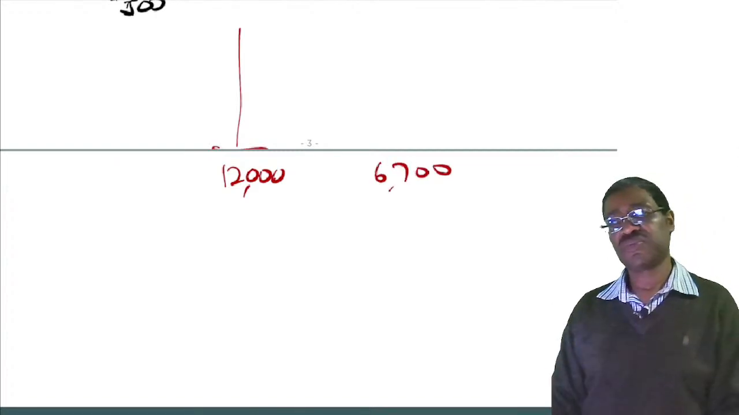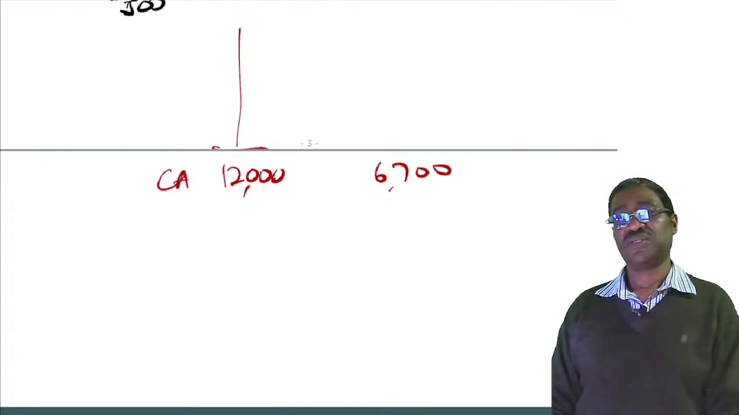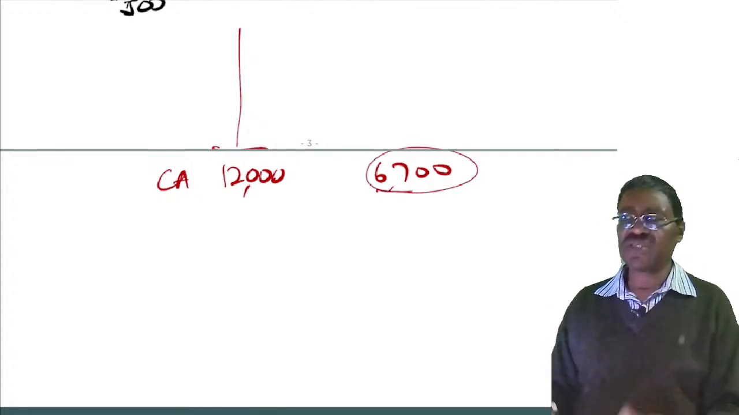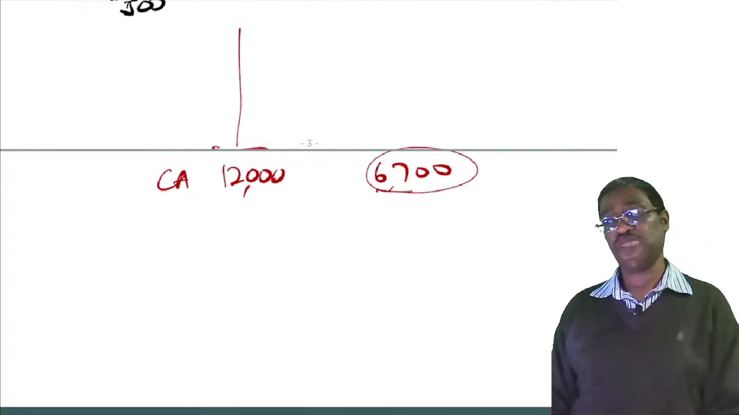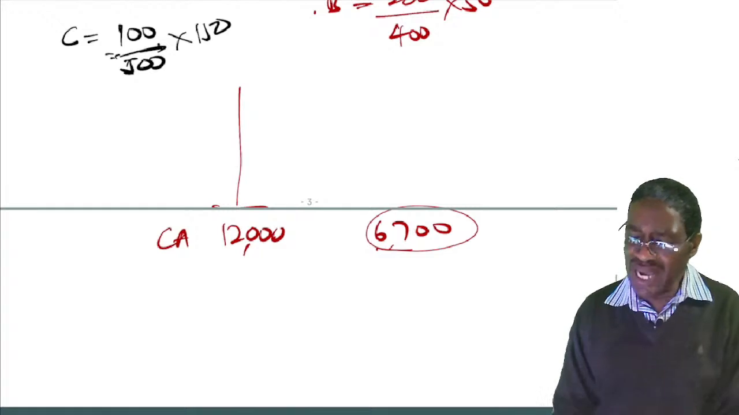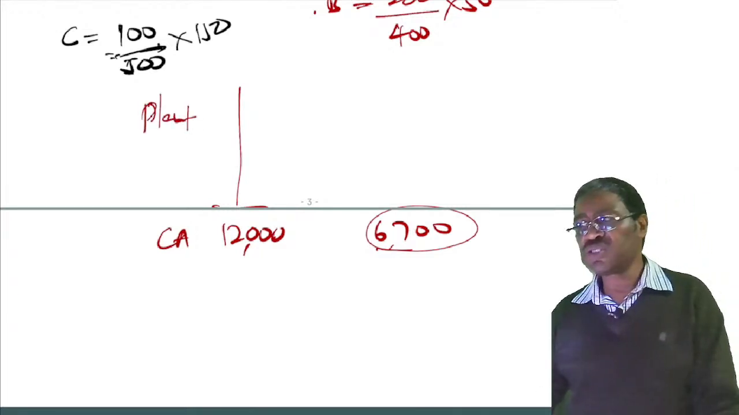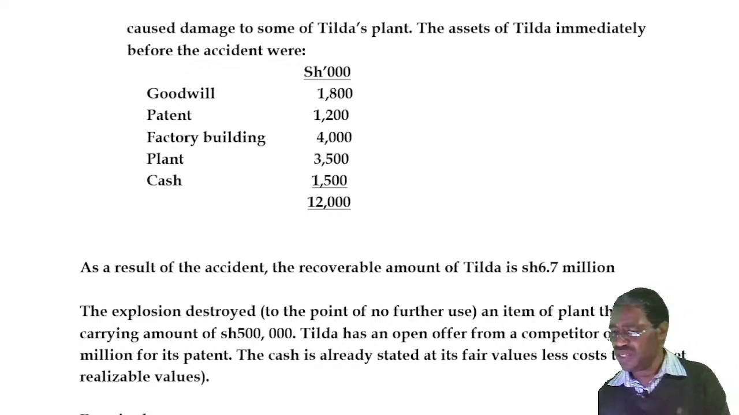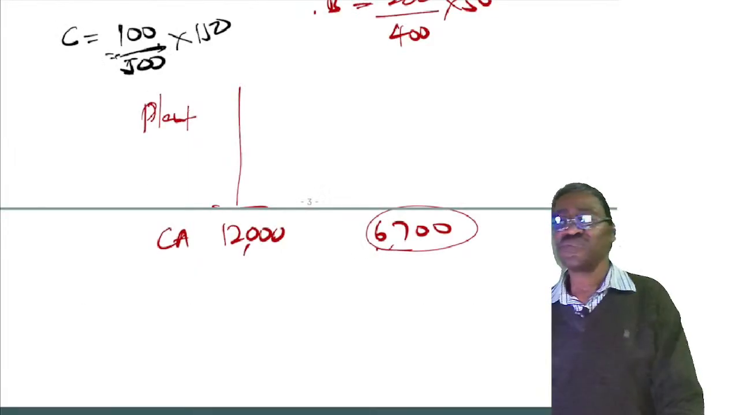That one we know. So if this is the carrying amount and this is the recoverable amount, then it is obvious the unit has suffered because the carrying amount is more than the recoverable. But we are told, listen, among the assets here, one of them called plant, which from the question has a carrying amount initially of how much? You can see plant there has a carrying amount of 3.5. Are you seeing it there? The carrying amount of the plant is 3.5. That's what they are giving us here.